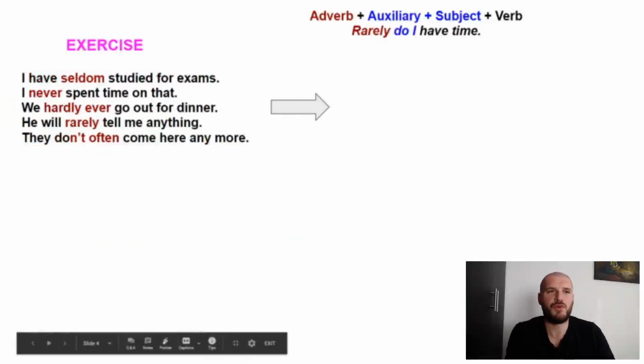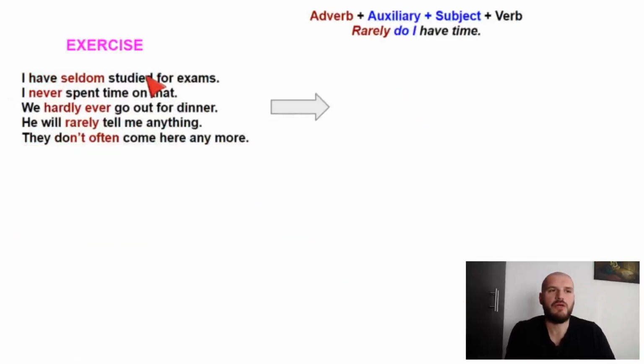Here's an exercise for you. I would like you to invert these. So I want you to put the adverb first. Remember, follow this formula. Then the auxiliary, depending on the tense that it is. Remember, if it's present simple or past simple, you might need to add the auxiliary verb. Then the subject, and then a verb.